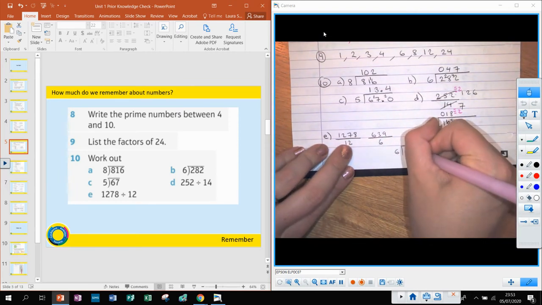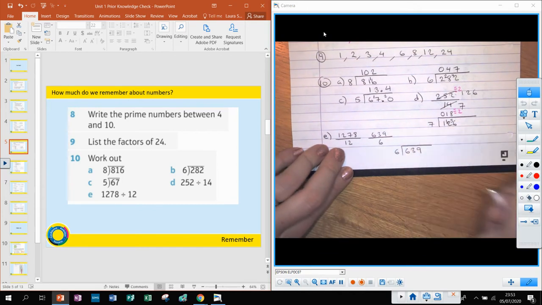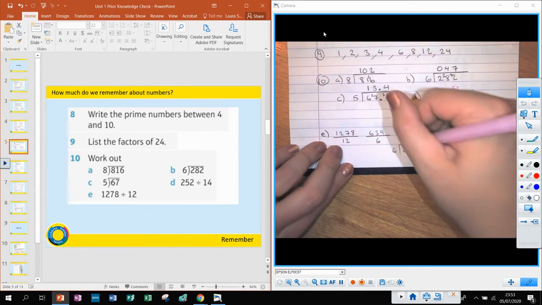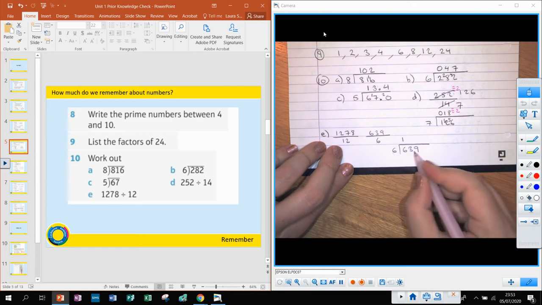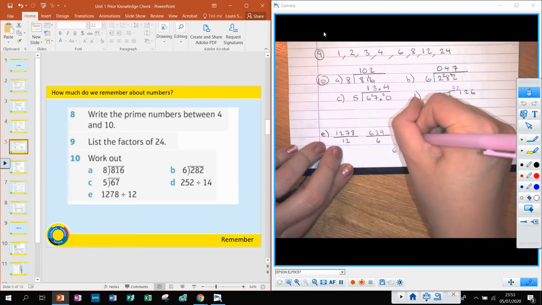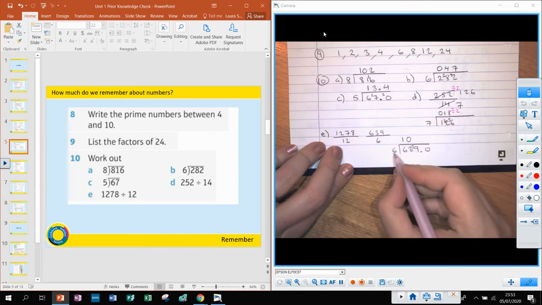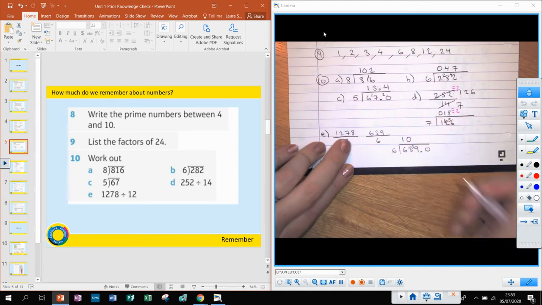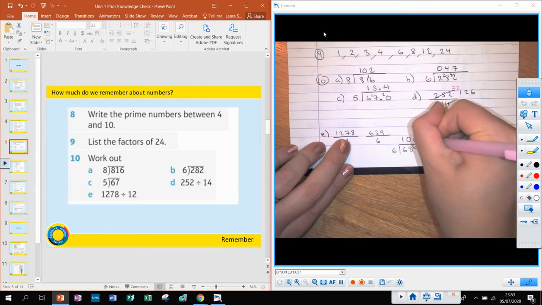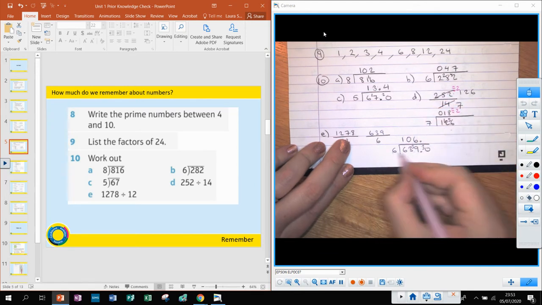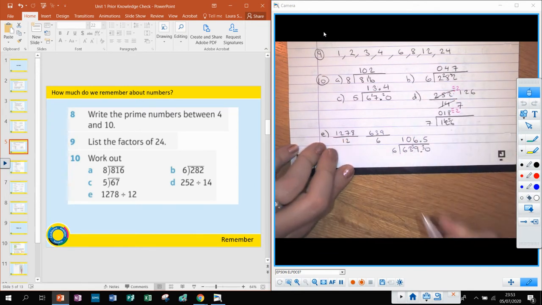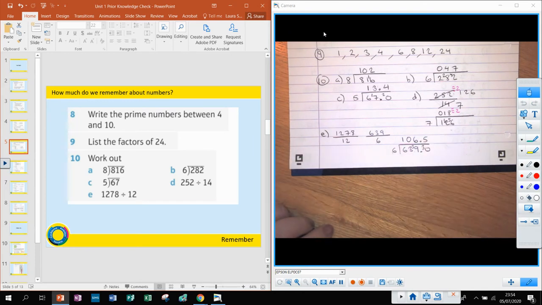So 6 into 639. Let's take a look. 6 goes into 6 once. 6 goes into 3. Nope, 0. Carry the 3. I'm going to need something else here. 6 goes into 39 6 times to give us 36 with a remainder of 3. And 6 goes into 30 5 times, so we have 106.5.